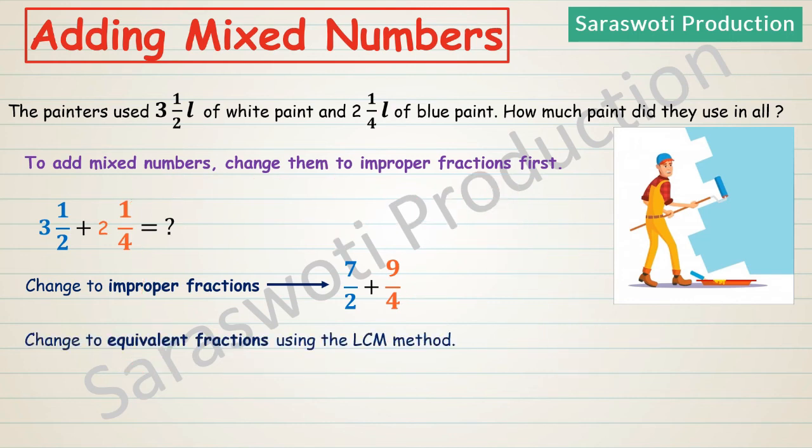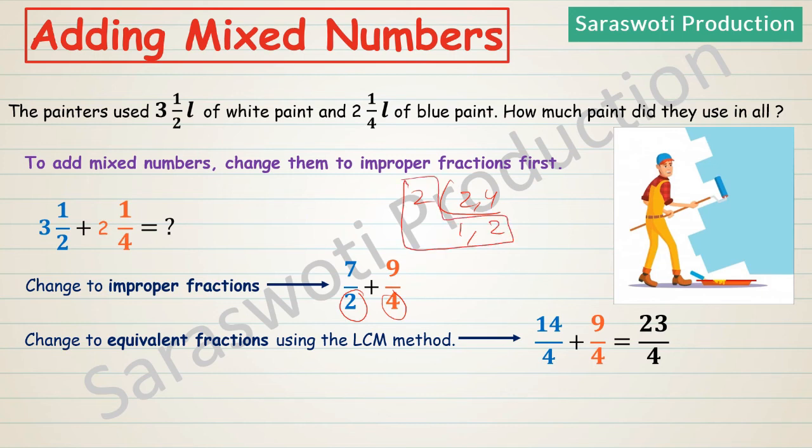Very simple. How to do it? Using the LCM method. Yes. Then we get 14 by 4 plus 9 by 4. How do you get this? We took both the denominators 2 and 4 and found out the LCM. 2 1s are 2, 2 2s are 4. So our LCM is equal to 4.